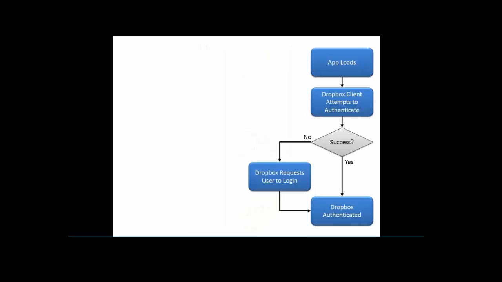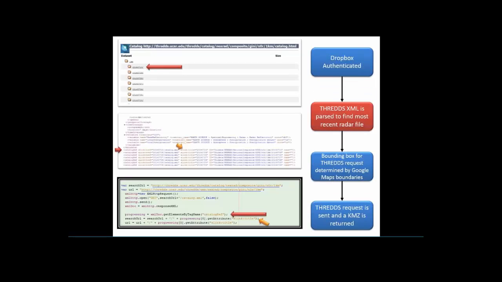Go through a walkthrough of how it works. I've already shown the Dropbox end of things. The next step, I know the text is kind of small and fuzzy through the connection, but the top one is the HTML catalog for the radar file. The middle is the XML version of that I'm parsing through, and the bottom is the code that actually parses it. And so I parse through the XML and THREDDS to find the most recent day.